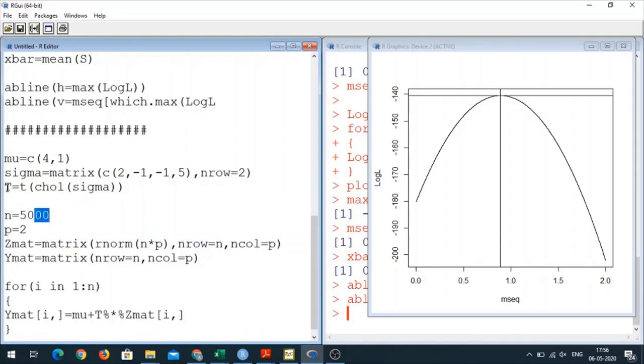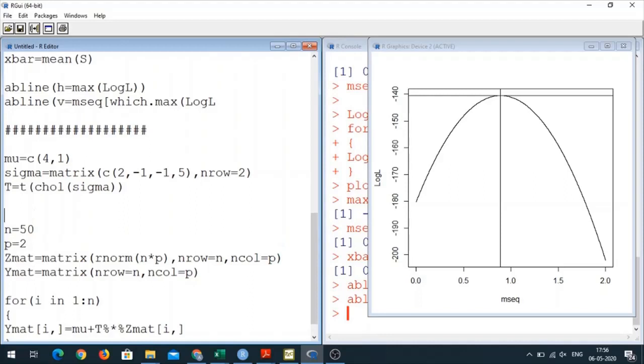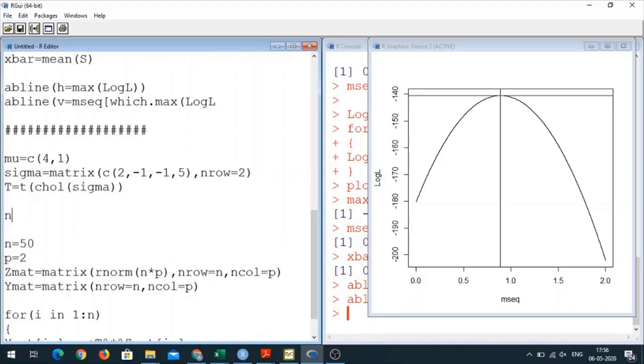Now my sample size is supposed to be 50, p is 2, and I have to repeat this whole exercise 100 times. So let me make the number of simulations 100. These are known as simulations. When you draw multiple samples, you call them simulations. So by simulation, you are trying to verify a theoretical property.